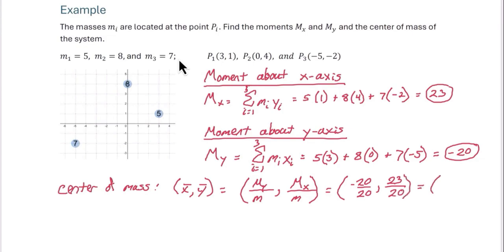So if we want that in decimal form, we'll get -1, 1.15. This is the center of mass. And we can plot that to get an idea of what it looks like. -1, 1.15 will be roughly right here, and that is our center of mass.